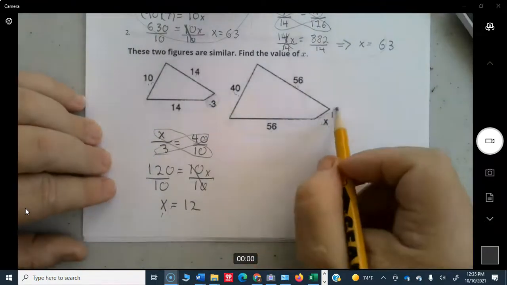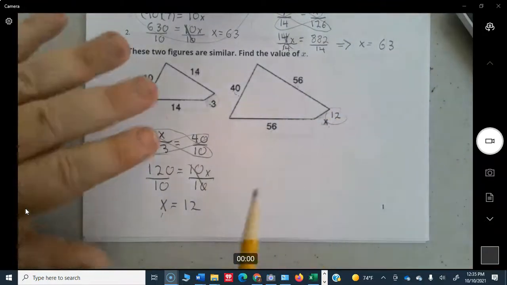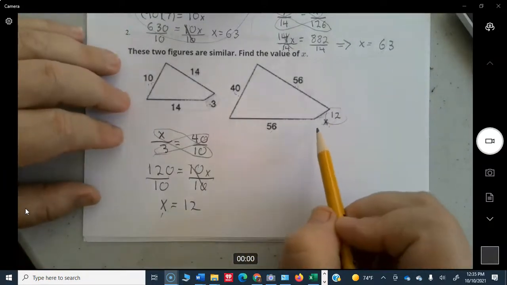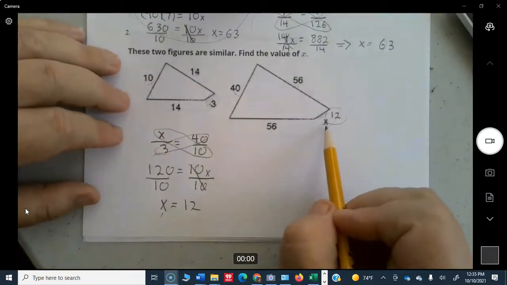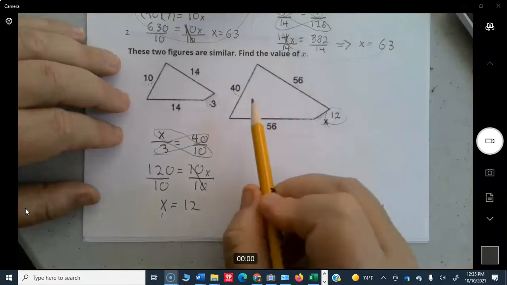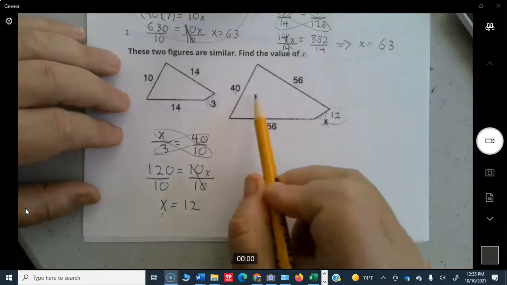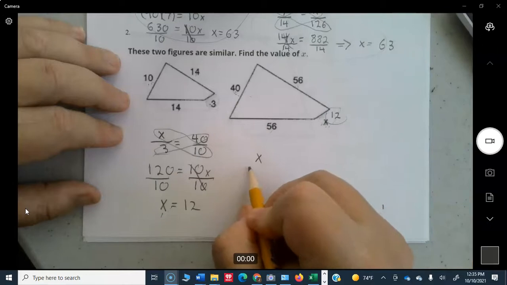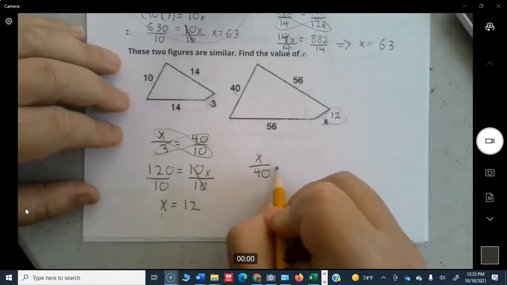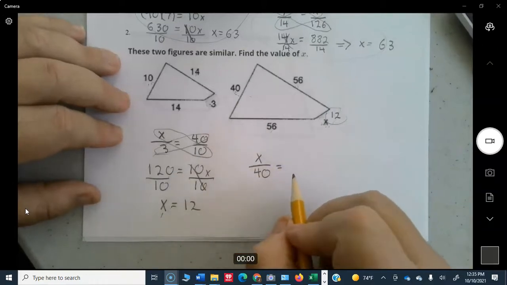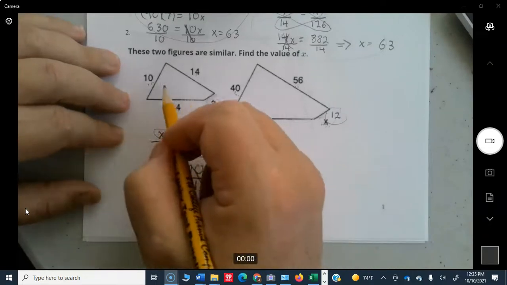Okay. Let's do it a second way. I'm not going to always do this, but let's do it a second way using two sides of the same triangle. So I'm going to say x is to 40. We'll use these two sides. So x is to 40 as, that's what the equal sign means, as 3 is to 10.